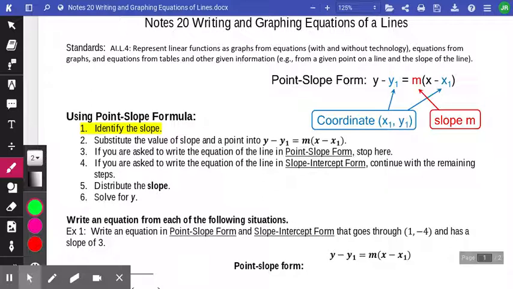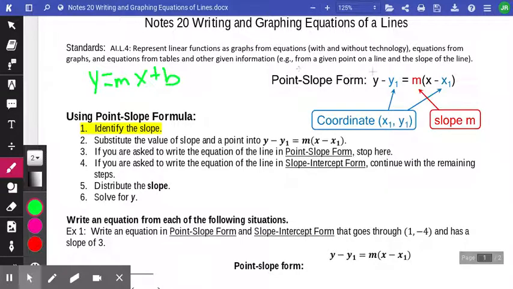So last lesson we studied how to write equations of lines in slope-intercept form. Just a reminder, your slope-intercept form is y equals mx plus b. So you needed to know what the slope of the line was as well as the y-intercept and plug in those two values, and there you had your equation of the line.